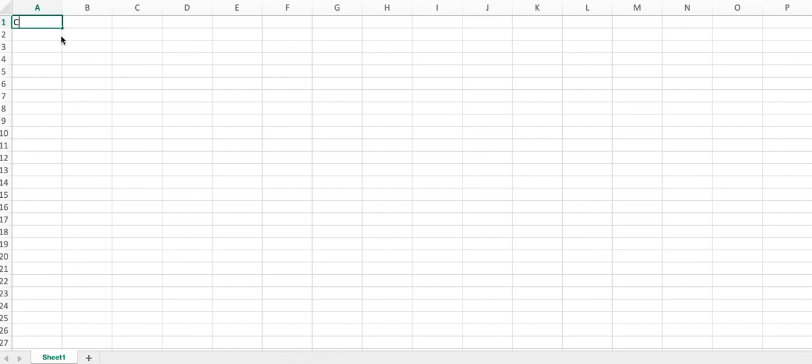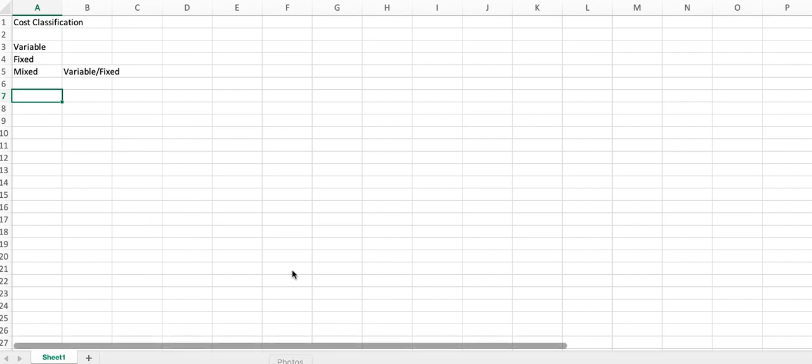Let's talk a little bit about cost classification. We have variable, we have fixed, and now we have mixed, which is a portion of it variable and a portion of it fixed. And so when we're working in managerial accounting, we have two types of income statements.